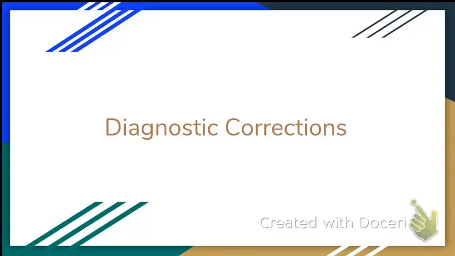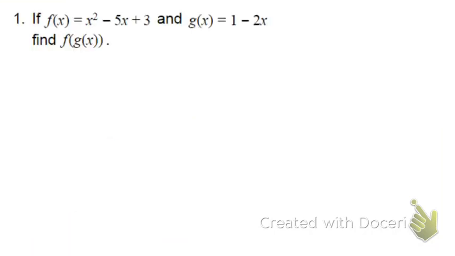So I have one problem per slide for these diagnostic corrections, and we'll go through them one by one as we go. Here's number one. This is called a composition, all right? A composition, f of g of x. G of x is the inside function, f is the outside function.